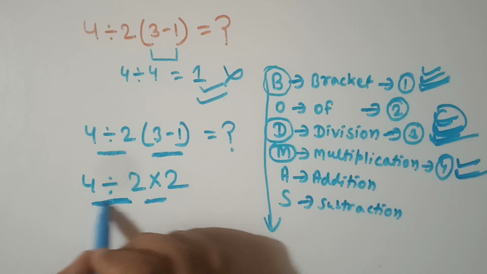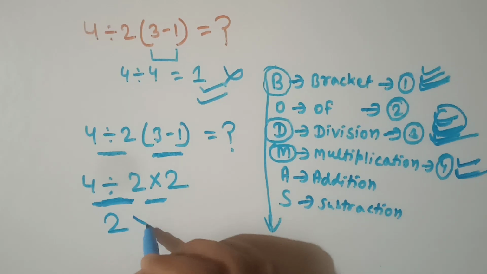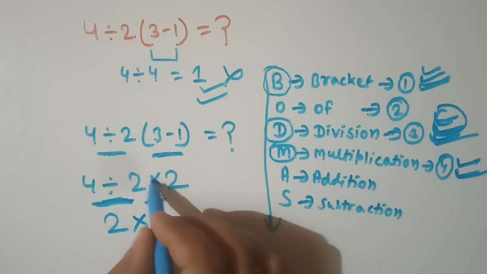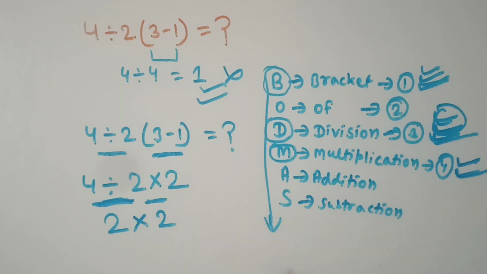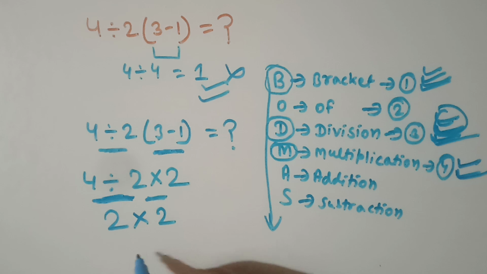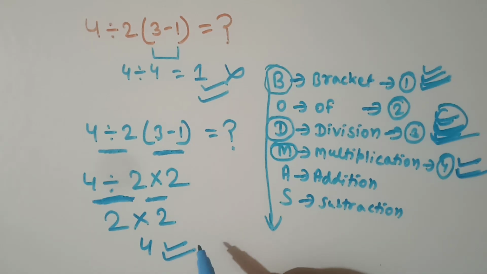So simply write 2 here and times 2, 2 times 2, right? Because times 2 is written, simply write the multiplication sign and 2 as it is. And 2 times 2, what do you get? You get 4, right? So this is the actual answer for this question.